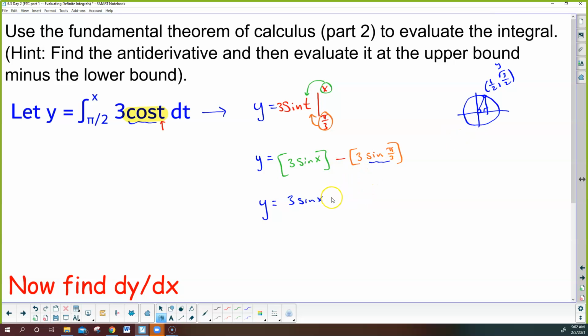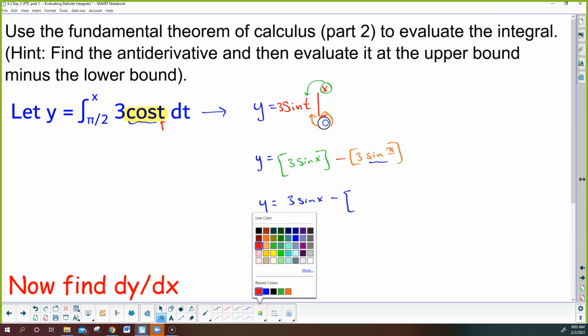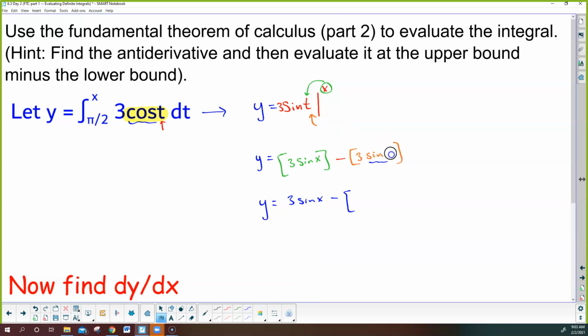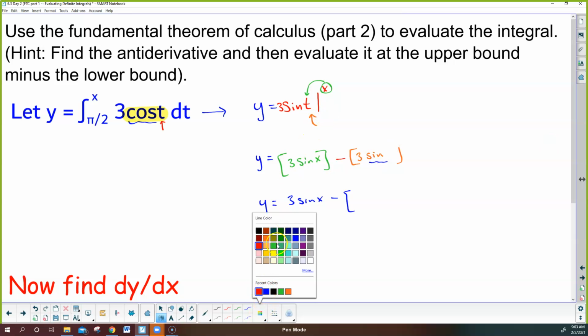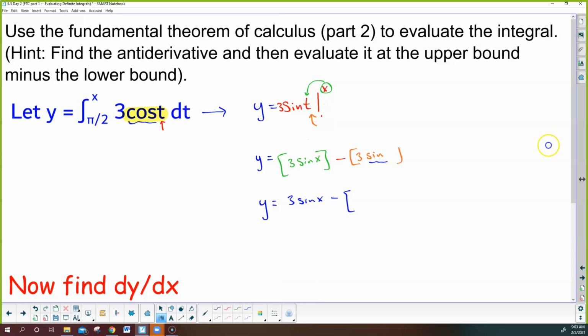Oh, sorry, man, I am screwing up. It's pi over 2. Thanks, Sydney. That's a pi over 2. Let me rewrite that. Okay, so we're plugging pi over 2 in, which is much easier to evaluate.